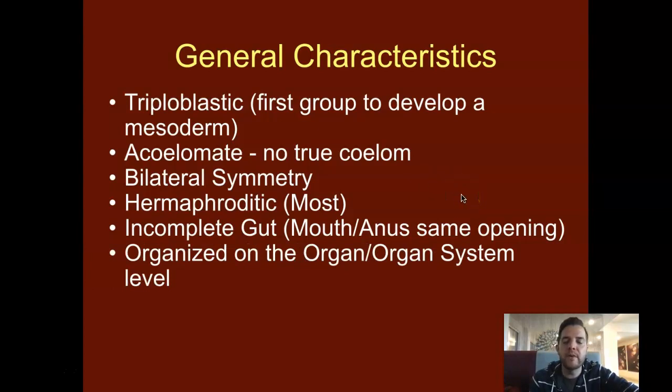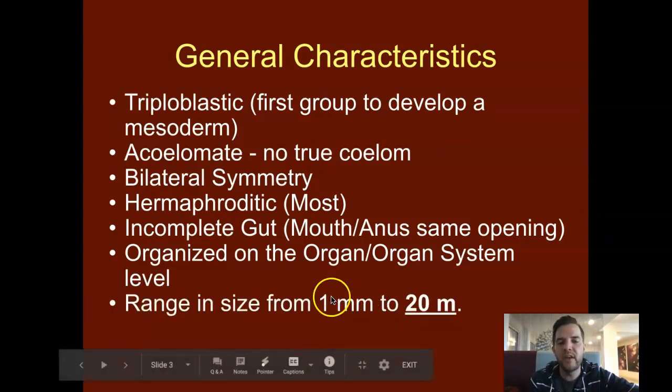And they are organized on the organ and organ system level. Sponges were organized on the cellular level. Cnidarians were tissue, a little bit more advanced. These are even more advanced, being organized on the organ and organ system level. What that means is that they have actual organs. They have the ability to perform complex functions. And they can range in size from 1 millimeter up to about 20 meters.